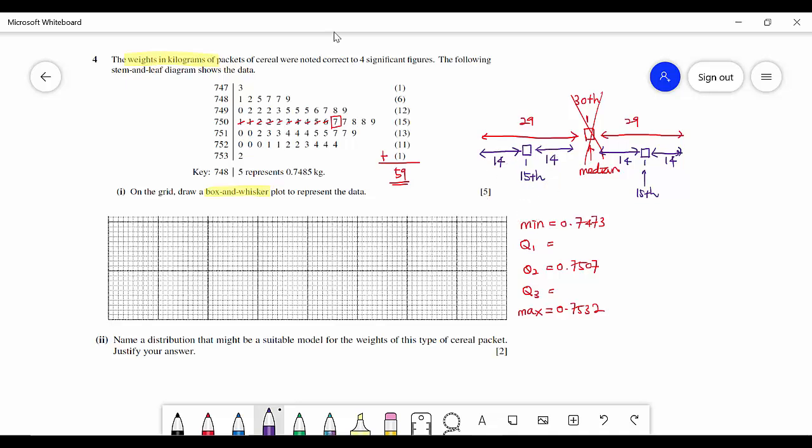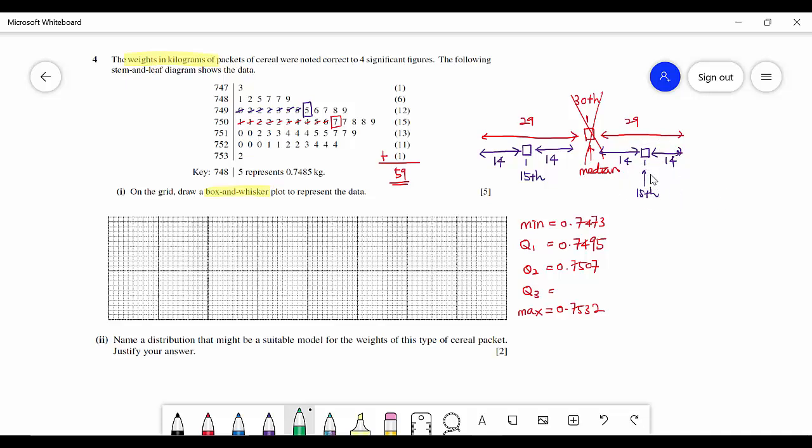So you count. The first two rows, you're having 7 values already. Then this is 8, 9, 10, 11, 12, 13, 14, 15. So the 15th value here will be 0.7495, which is your Q1.